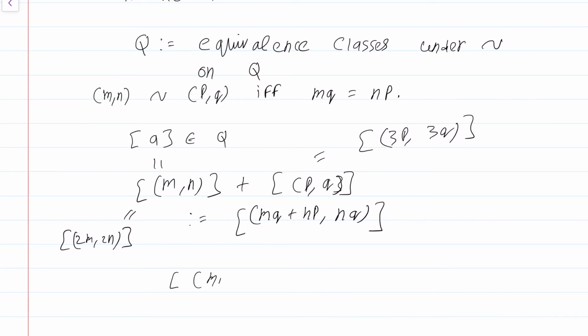Similarly, I can define (m, n) multiplied by (p, q) as just (mp, nq). This is just the standard multiplication formula in the rationals. Again, there is a check to be done irrespective of the choice of representatives of both equivalence classes. You must always get the same answer. That needs to be checked. And that's an easy check that can be done simply through basic arithmetic.